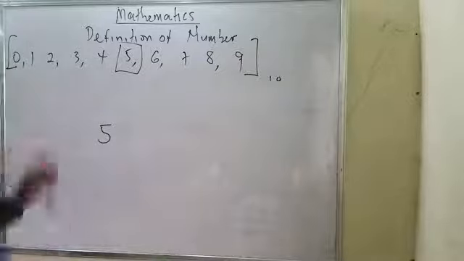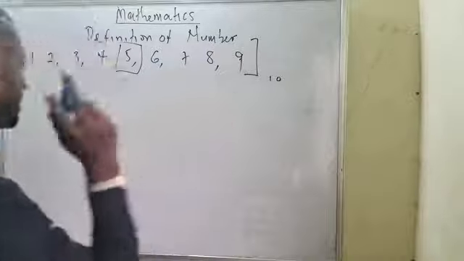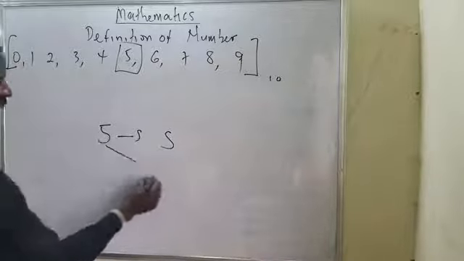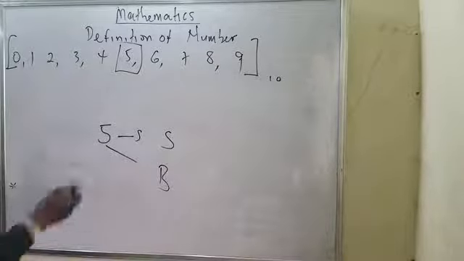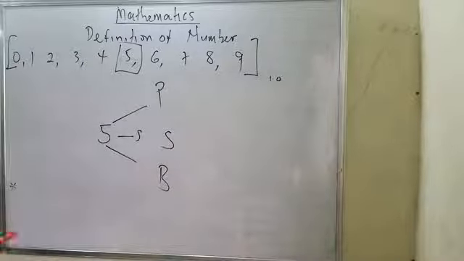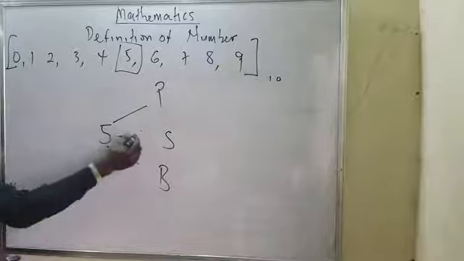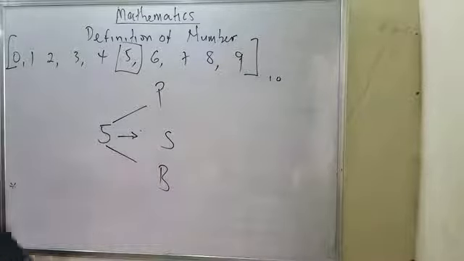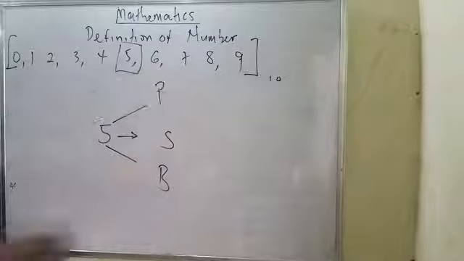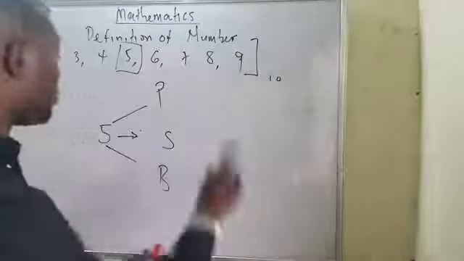For instance, this number 5 is made up of three things. Number one, it has the symbol. Number two, it has the base. That is what I want to work on. Number three, it has the power. Now, this is made up of three characteristics. The first one, the symbol. The second one, the base. And the third one is the power. Now, this number 5 becomes number 5.